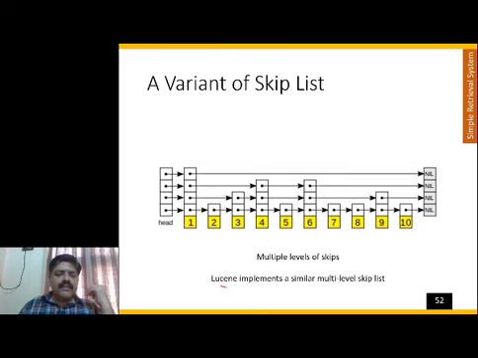Lucene is a search platform framework which allows you to build search engines. We'll see a demo of this later in the class. And Lucene already implements all these kinds of ideas like multi-level skip lists. So it's just a matter of using it. So that's why knowing all these things is important to us.